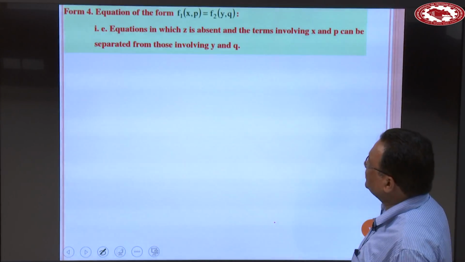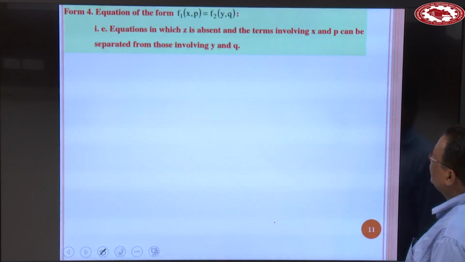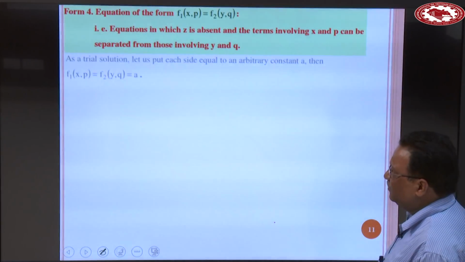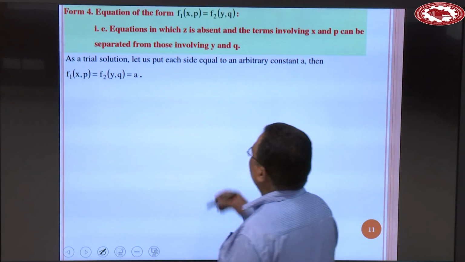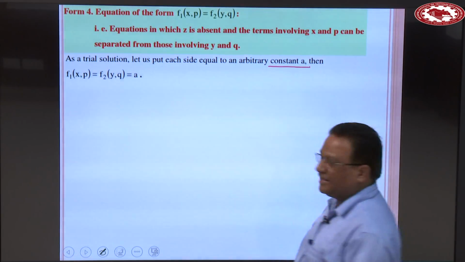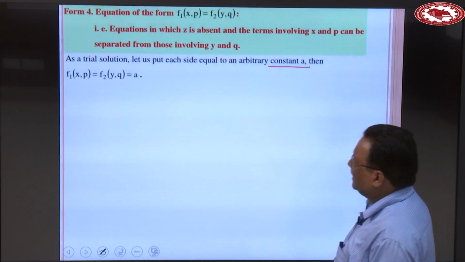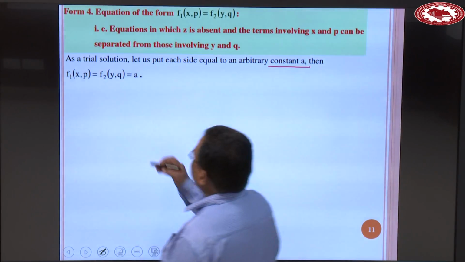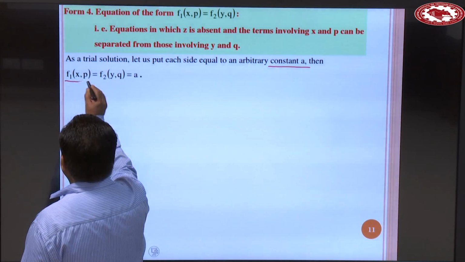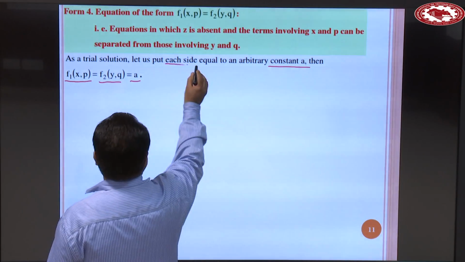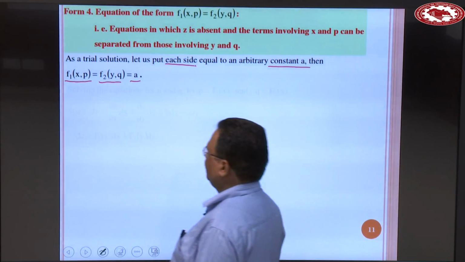So, an equation in which z is absent and the terms involving x and p can be separated from those involving y and q. As a trial solution, let us put each side equal to an arbitrary constant a. Clear? So this means that function of x, p is equal to function of y, q is equal to a. So each side equal to some arbitrary constant a.